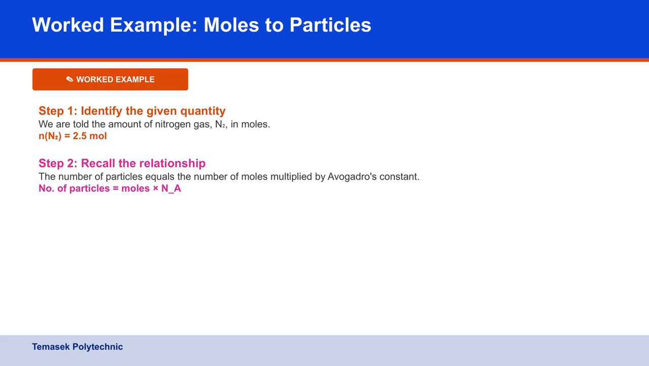Step 2 is recalling the key relationship. The number of particles equals the number of moles multiplied by Avogadro's constant, which is 6.02 times 10 to the power of 23. Think of Avogadro's constant as a conversion factor. It bridges the microscopic world of individual molecules to the measurable amounts we work with in the lab or in an industrial process. Moles alone tell you quantity in a chemist's unit, but multiplying by Avogadro's constant converts that into an actual count of molecules.